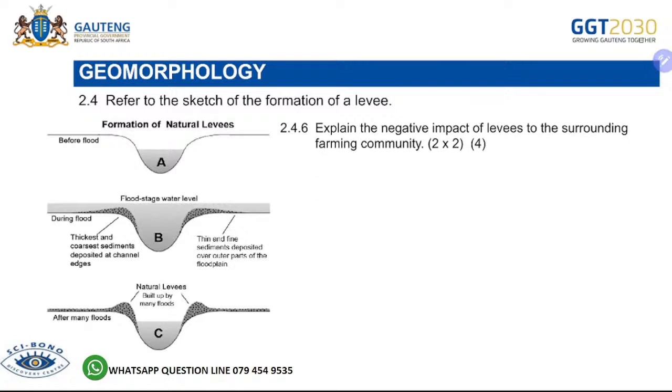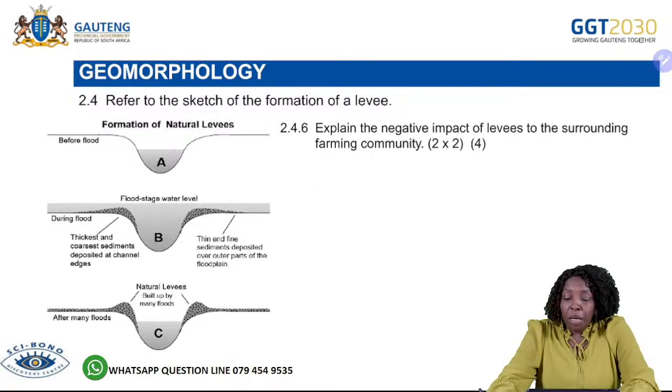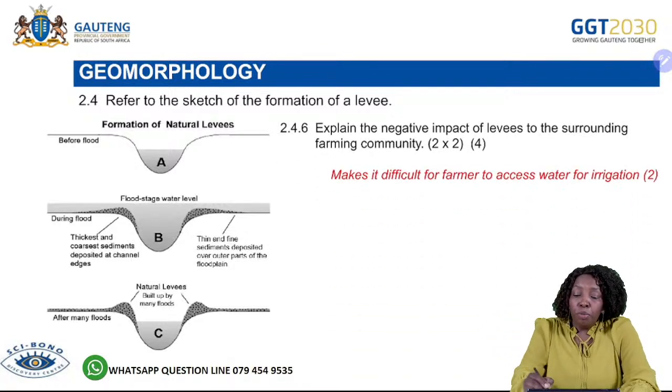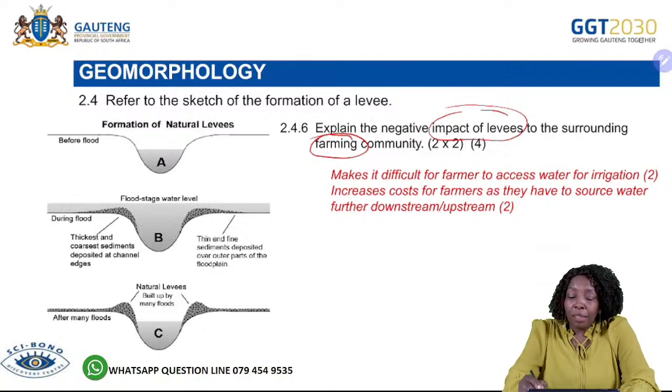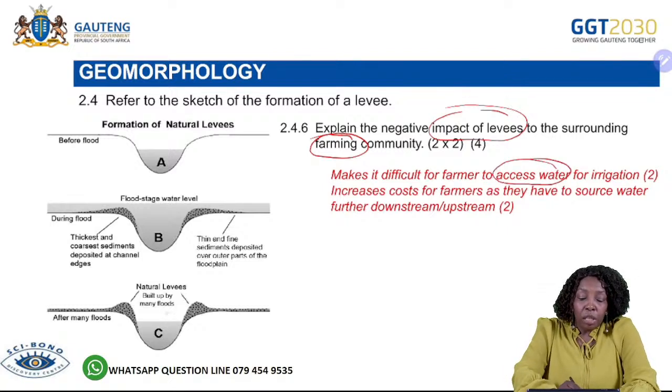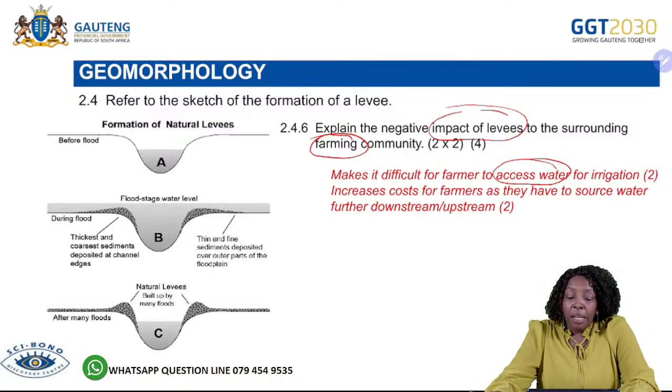Last question, explain the negative impact of levees to the surrounding farming community. So how are people impacted there? Mostly the farmers there. It makes it difficult for farmers to access the water. Remember now the water would be down and deep into the stream, and then it becomes costly for farmers to source the water because it's not easy for them to access the water as the river now is deeper.